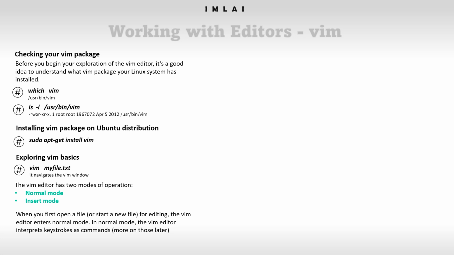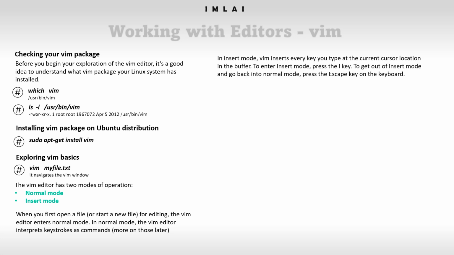More on those later. In insert mode, when you press the i key, it will be turned into insert mode. Vim inserts every key you type at the current cursor location in the buffer. So this is called insert mode. To get out of the insert mode and go back into normal mode, press the escape key on the keyboard. That we will do in a few seconds. Within the command line mode are several commands for saving the buffer to the file in the existing Vim.